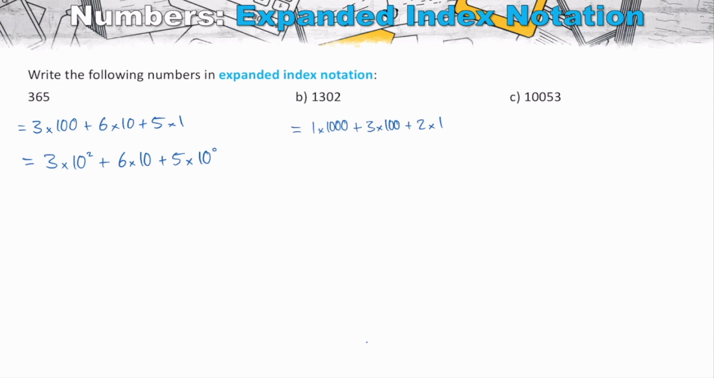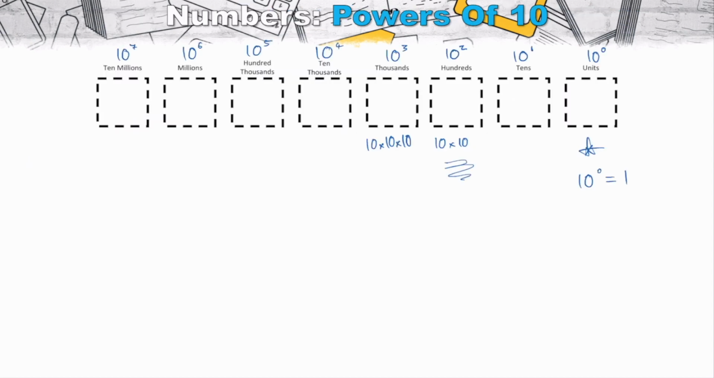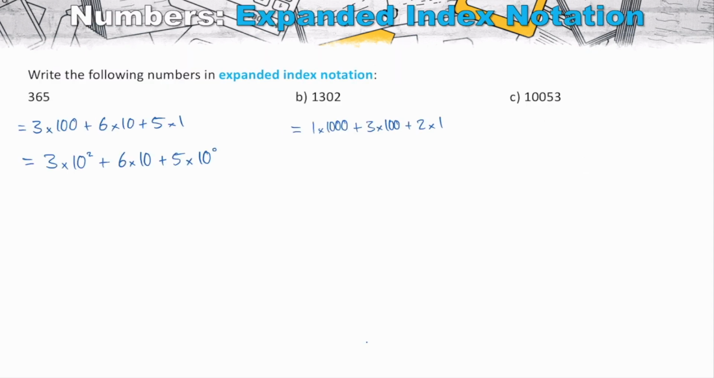Now, if we look at the previous slide, 1,000 is going to be 10 to the power of 3. So when we look at this, this is going to be 1 times 10 to the power of 3, plus our hundreds. Our hundreds is 10 to the power of 2, so this is 3 times 10 to the power of 2. And then our units is 10 to the power of 0, so this is 2 times 10 to the power of 0.